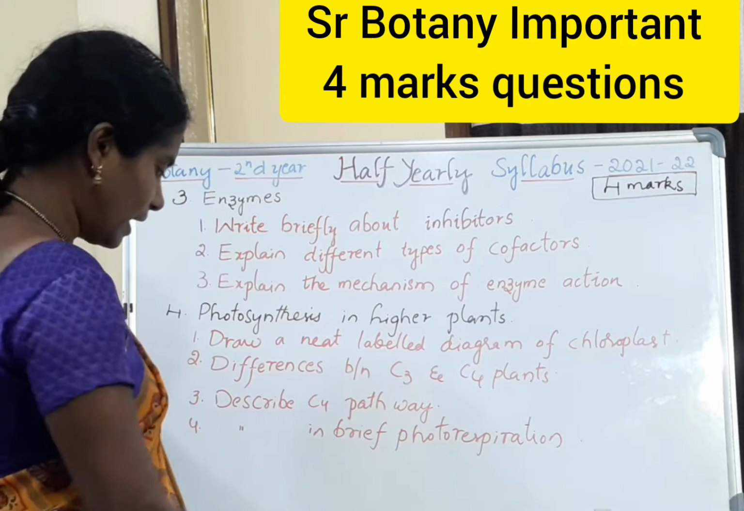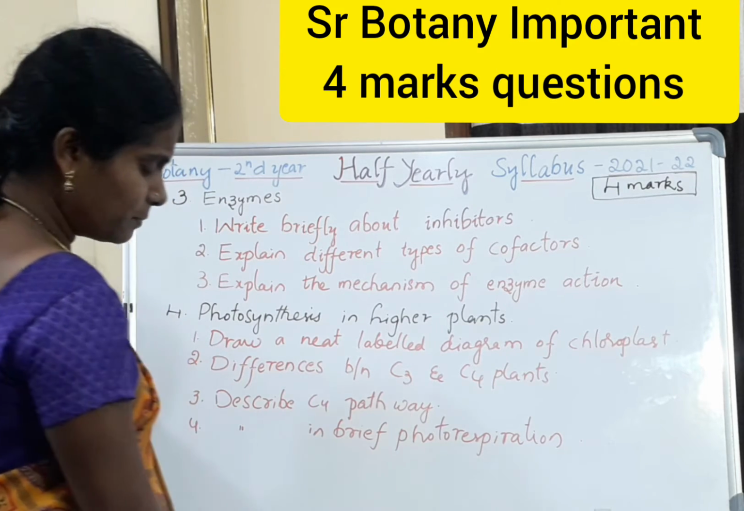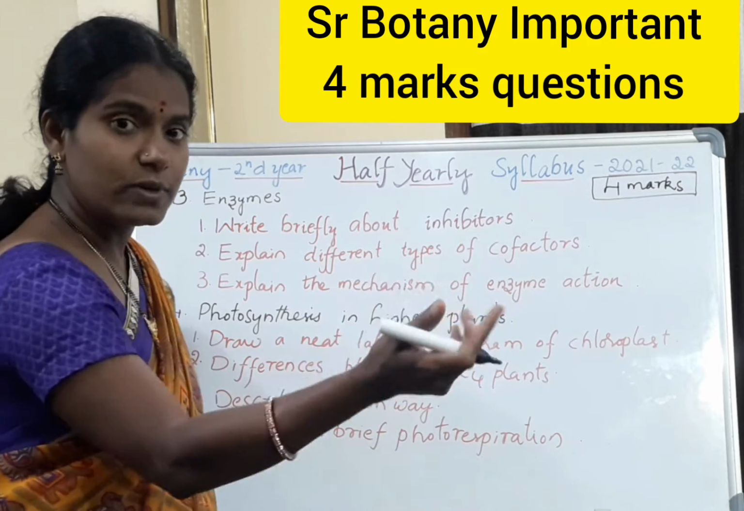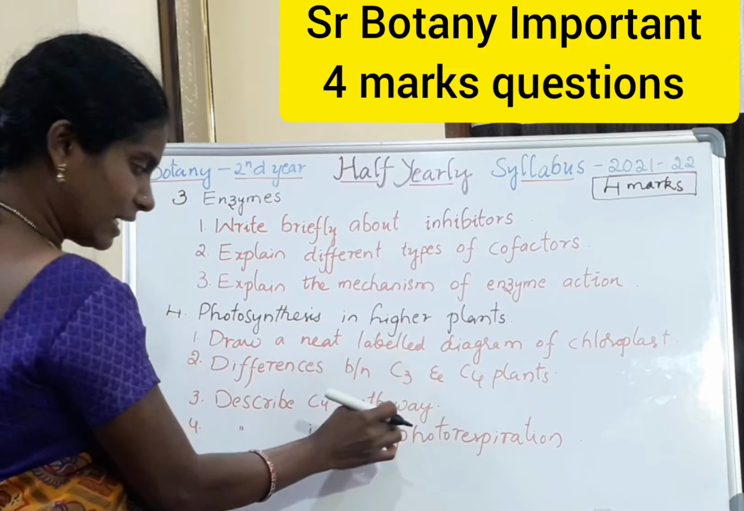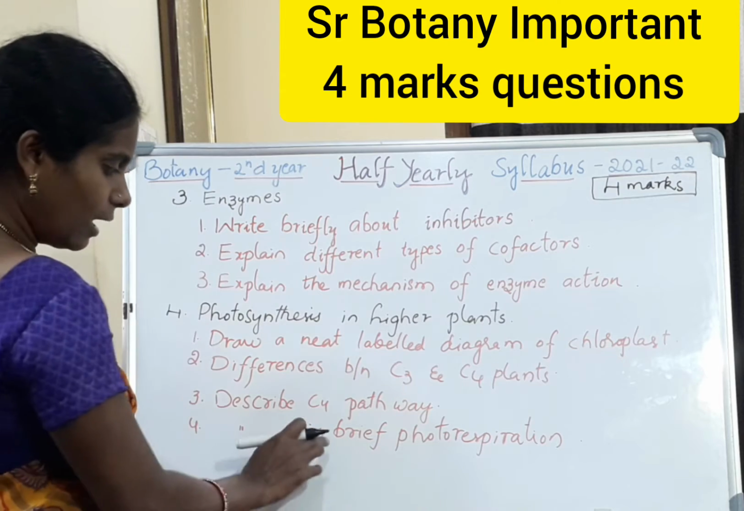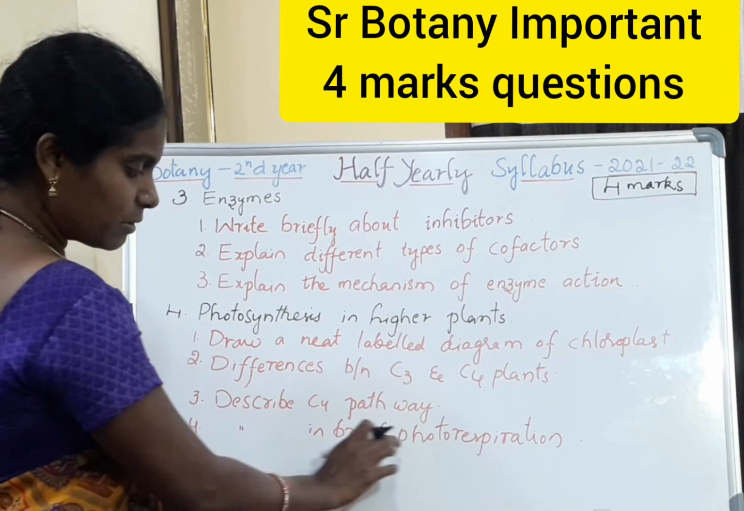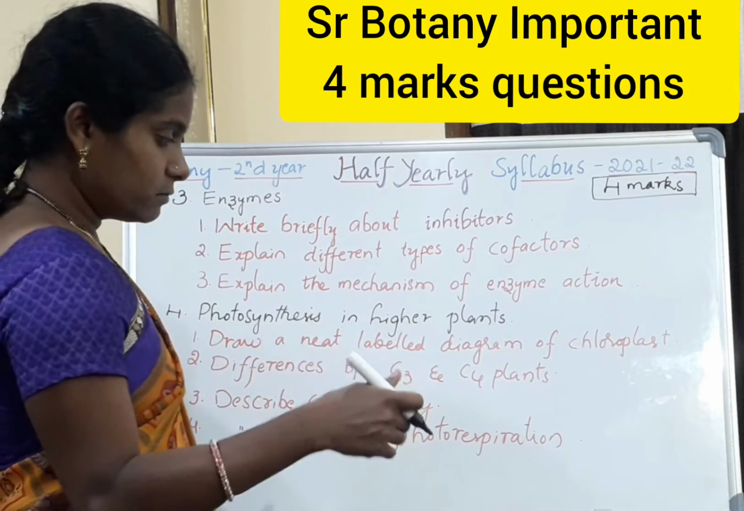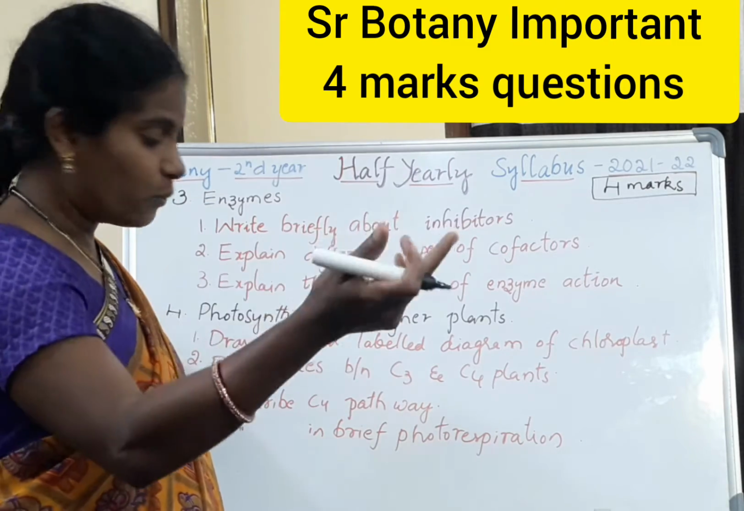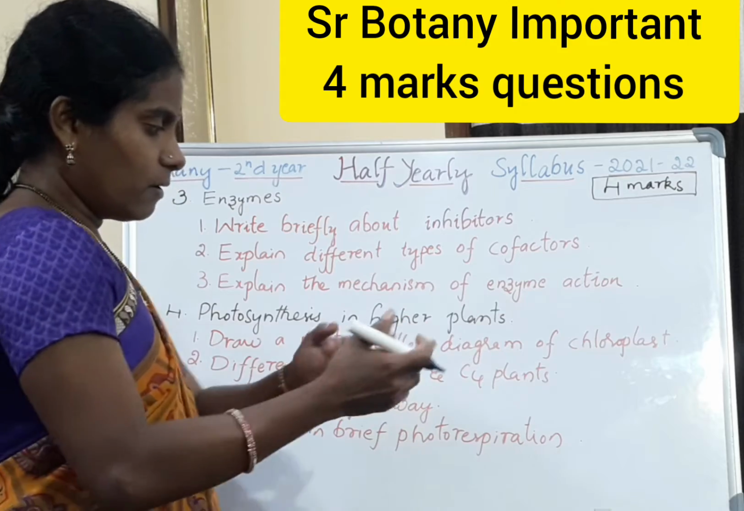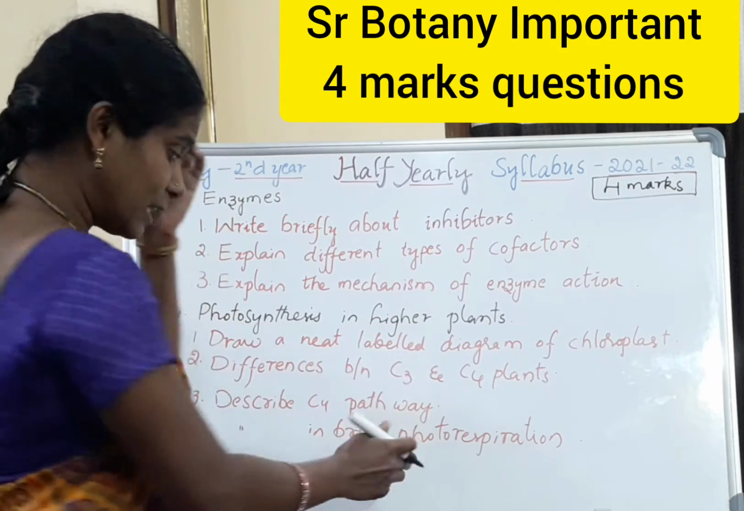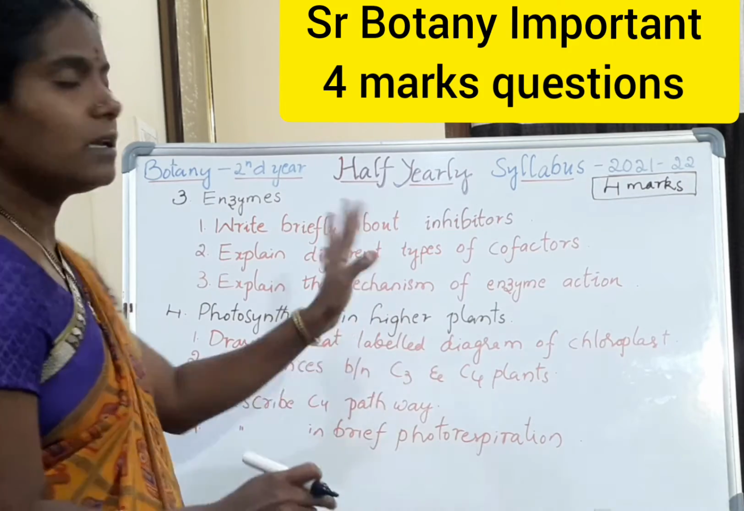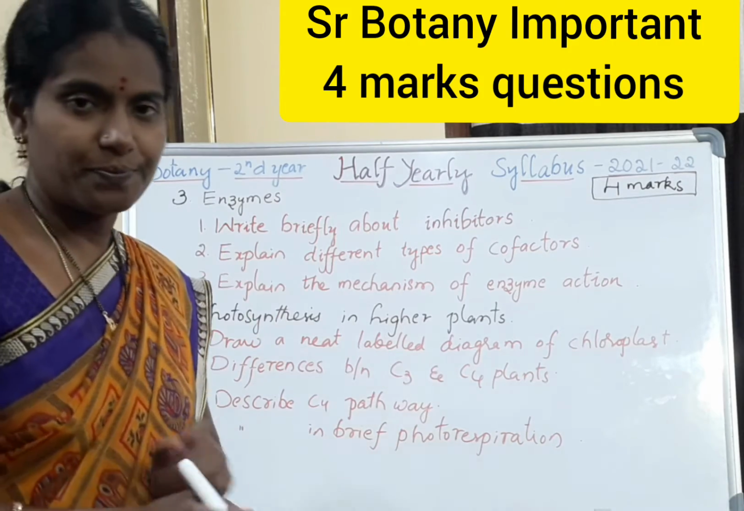8 to 10 points you should write. And describe the C4 pathway, and here how the oxaloacetic acid converts into carbohydrate, we should explain with the C4 pathway. And describe in brief photorespiration. So here how RuBisCO and RuBP convert into carbon dioxide, that we should explain in this answer. So these are the 4 important answers in the 4th chapter.